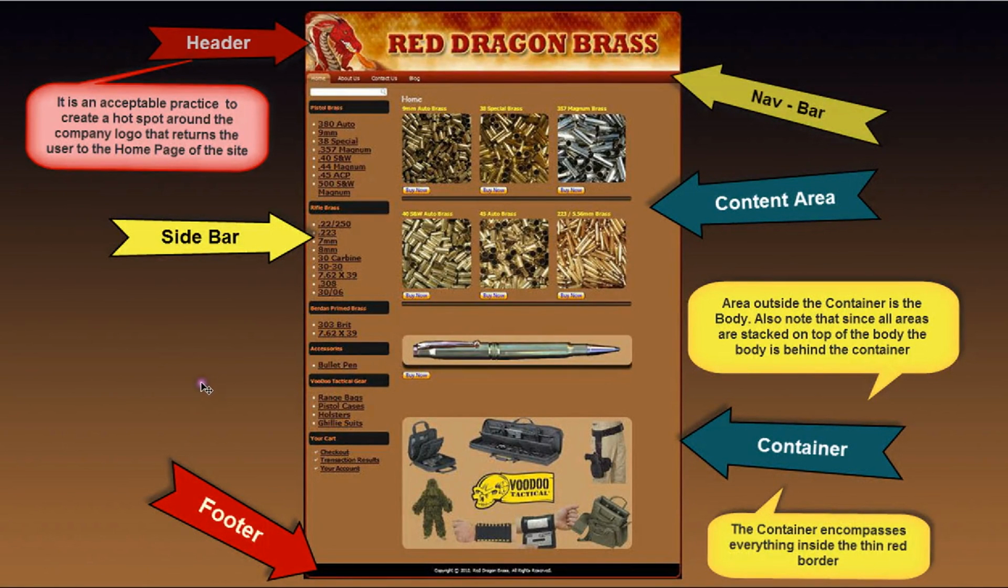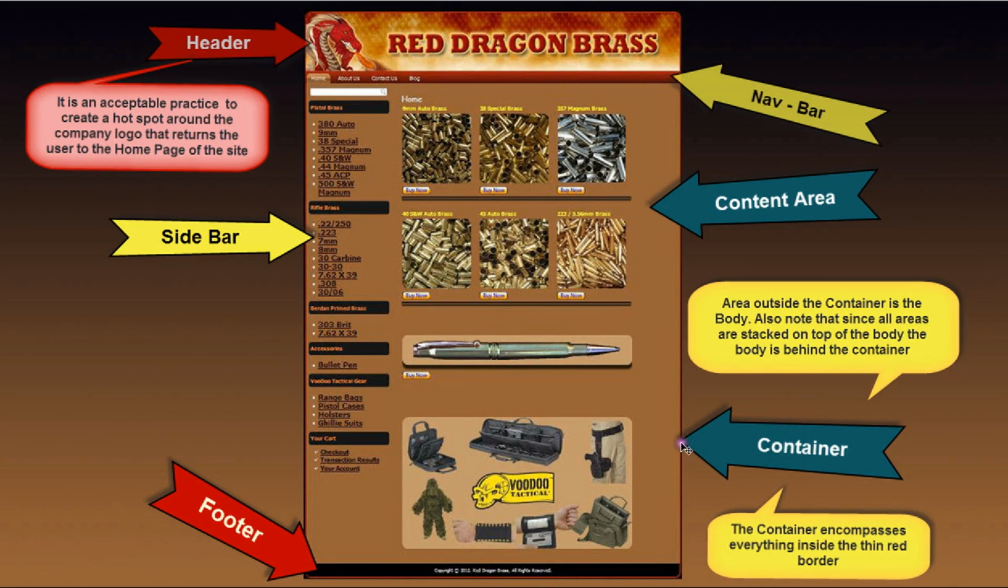Next, we'll take a look at a standard web page. On the top, this area is known as the header. It contains the company logo, which usually has a hotspot that will return the user to the home page. This area here is the sidebar. The sidebar contains links to other pages. This area here is known as the footer, and the footer sometimes contains links.